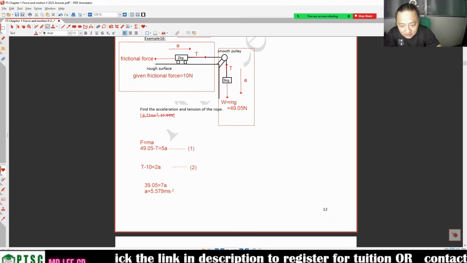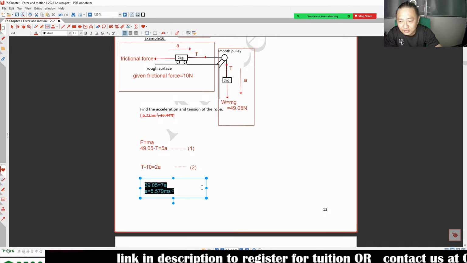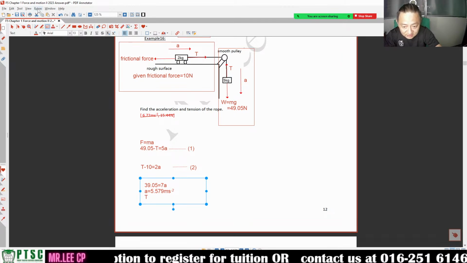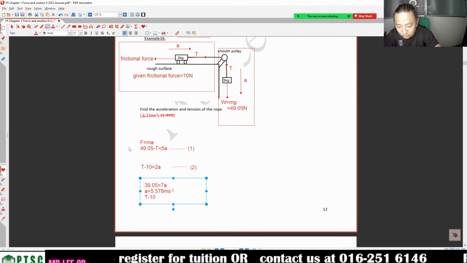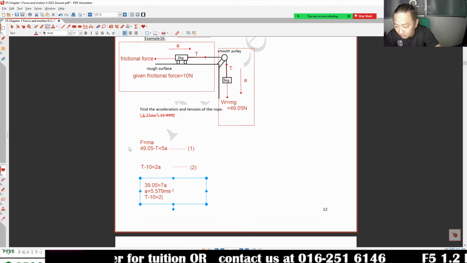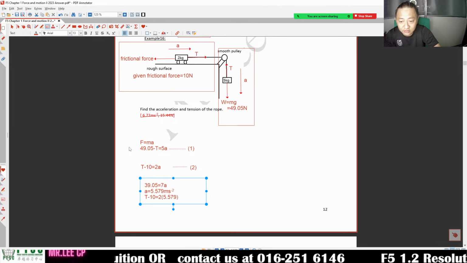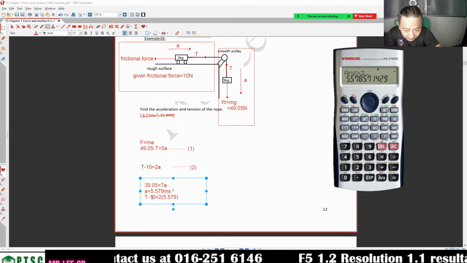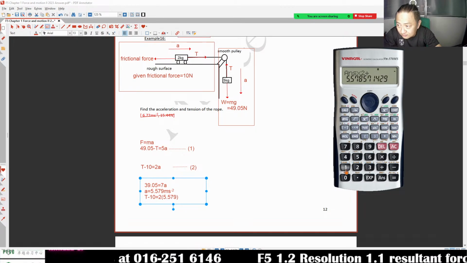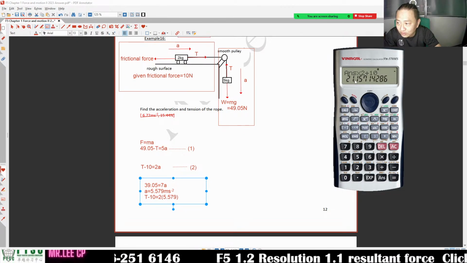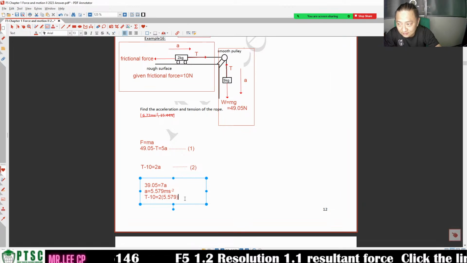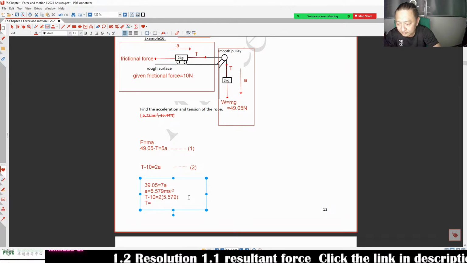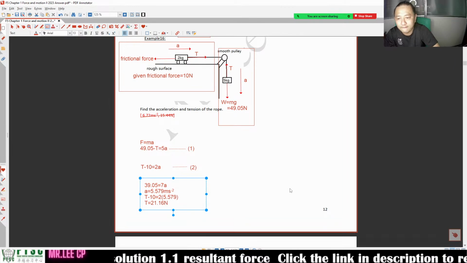Then substitute here to get back to your answer, right? T minus 10 is equals to 2 times A, 5.579. You see, I don't round off. Now this number I times 2, and then plus 10 is equals to my T, 21.16 Newton. That's all.